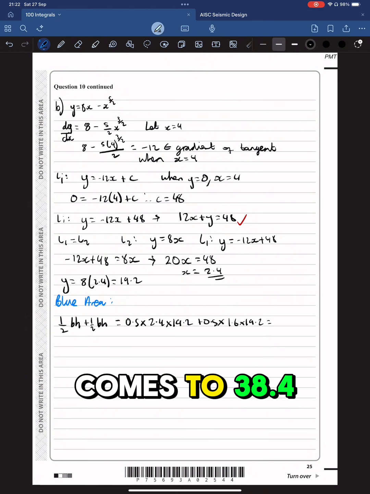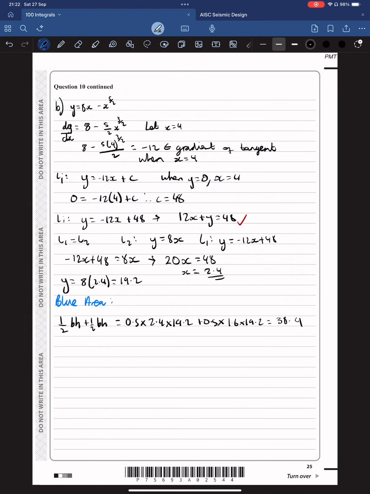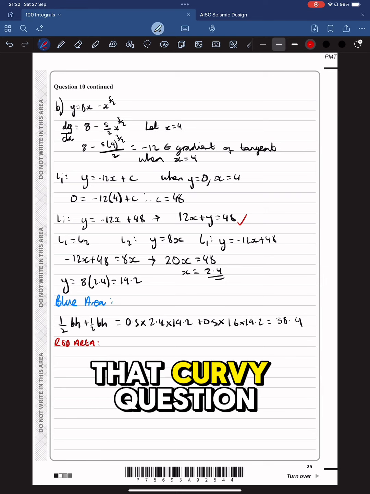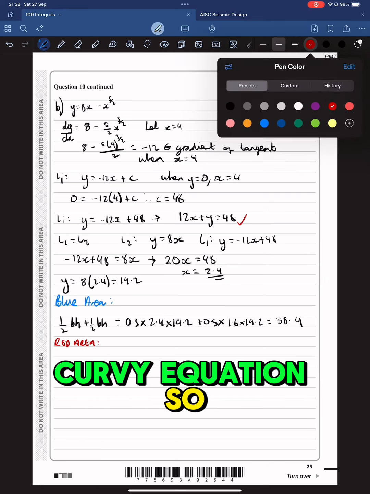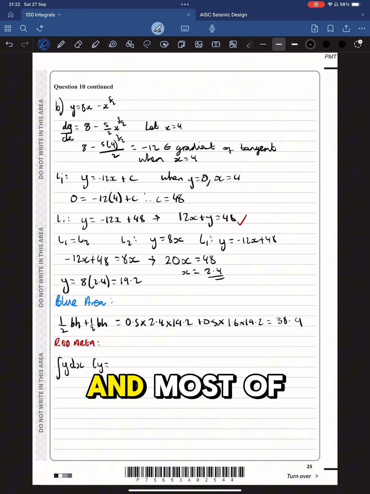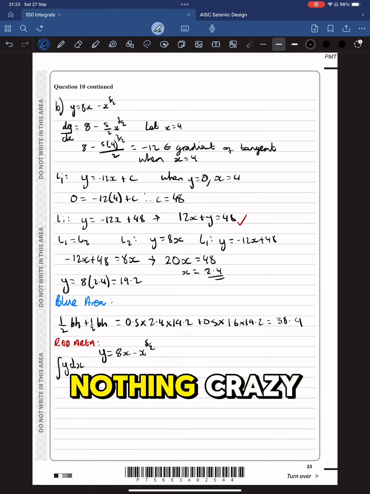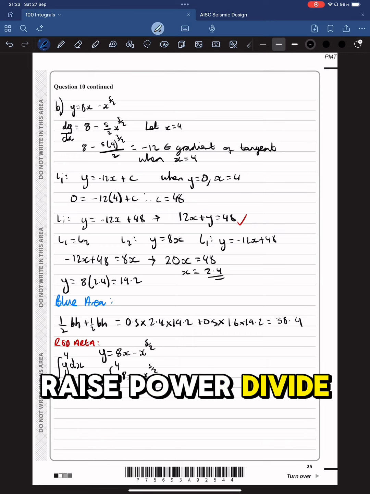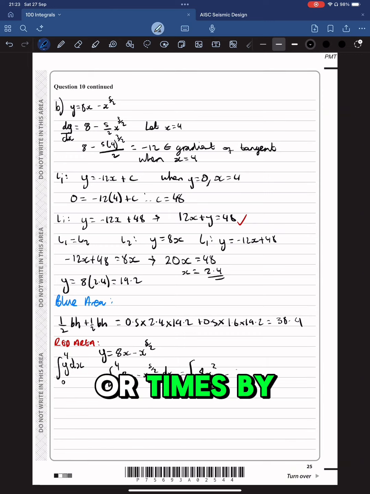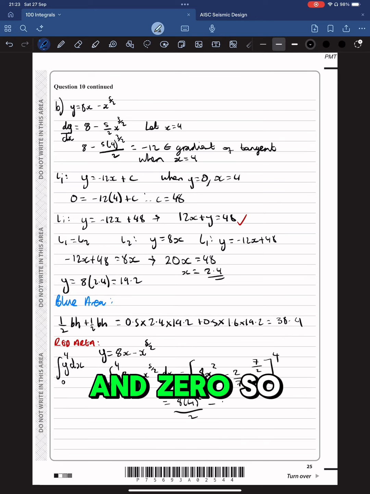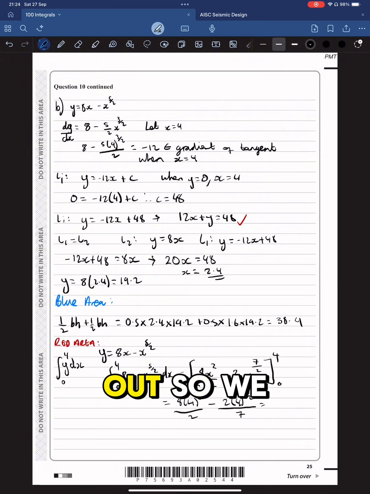It comes to 38.4. And now the last thing to do is that curve equation. We differentiated it first, now we're integrating it. In most of these questions, you're just going to have to integrate one that looks a little scarier, but this is nothing crazy. You raise the power, divide through by the raised power, or multiply by 1 over that new power, which I did there, times 2 over 7. And it's between 4 and 0. The 0 zeroes out because there's an x in both terms. So we just sub in 4, and we end up getting about 27.4.